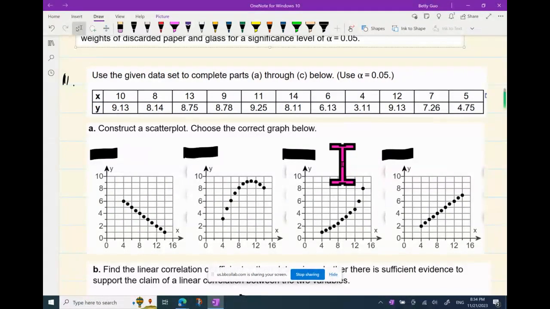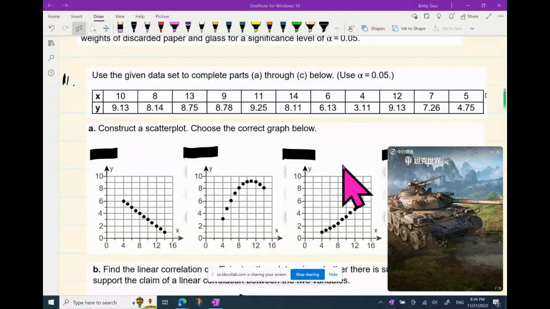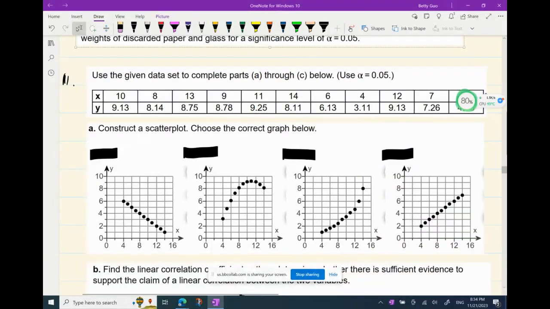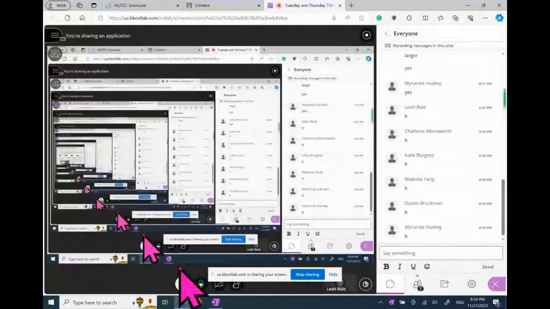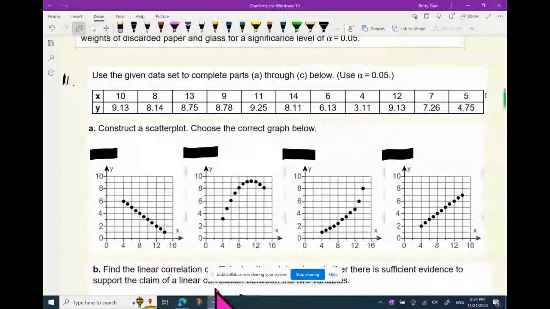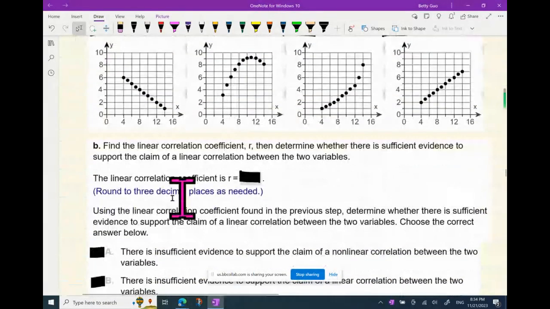Look at your scatter plot and the answer choices A, B, C, D. Which one is the same as yours? B, awesome. You guys are great. Thank you so much. It is the second one. Very good. And part B, find the linear correlation coefficient.